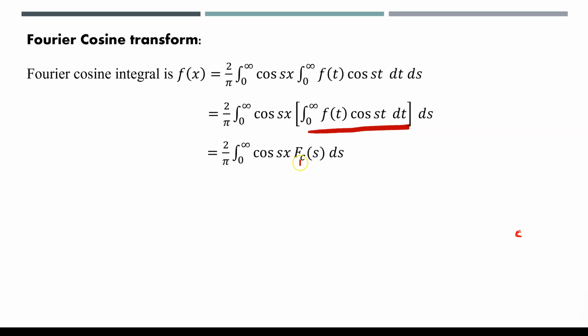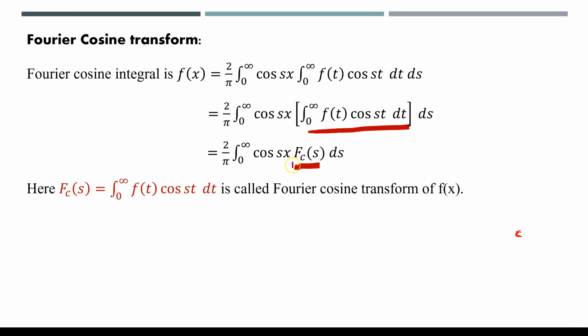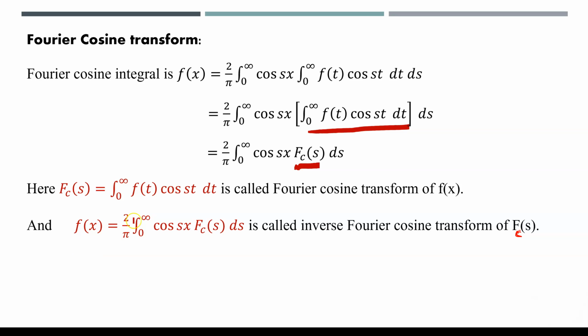So we can write this as Fc(s), F subscript c. This indicates Fourier cosine transform. So the Fourier cosine transform is denoted by F subscript c or Fc(s). Okay, so here Fc(s) is integral 0 to infinity f(t) cos st dt, which is called the Fourier cosine transform of f(x). Now f(x) equal to 2 by pi integral 0 to infinity cos sx Fc(s) ds is called the inverse Fourier cosine transform of Fc(s). Now let us see Fourier sine transform.